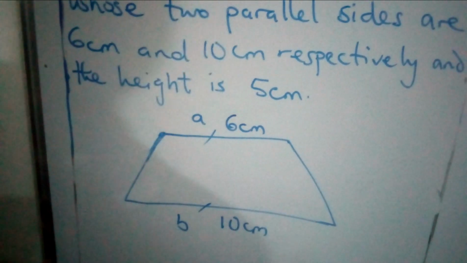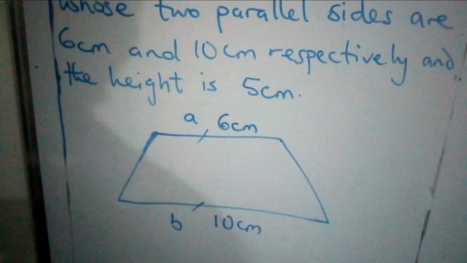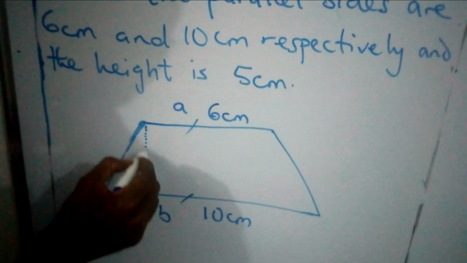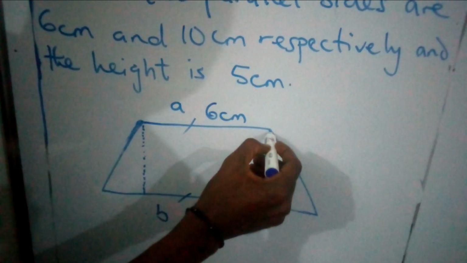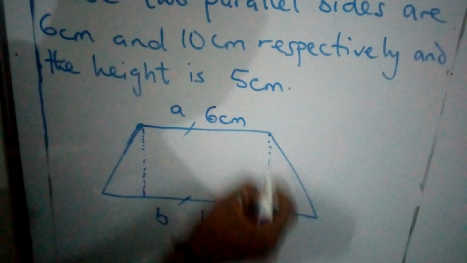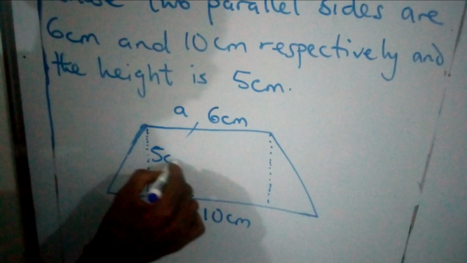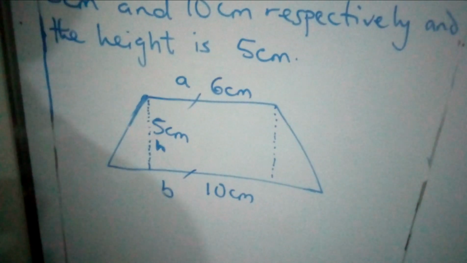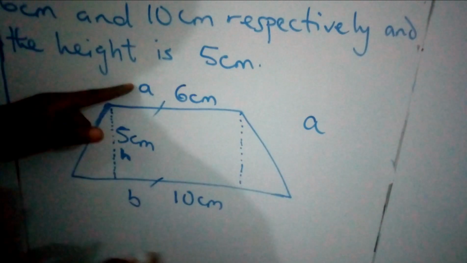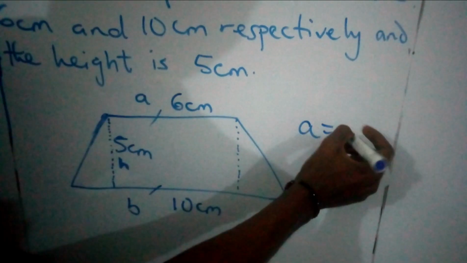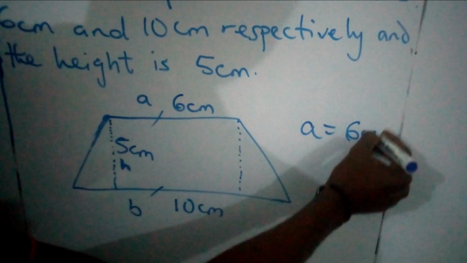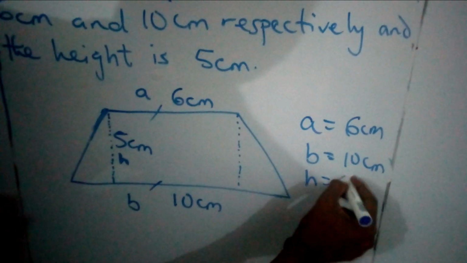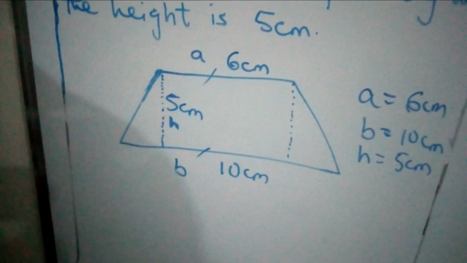We normally call the shorter part A, and we call the longer side B. Okay? And the next thing given is that the height is 5 centimeters. The height is synonymous to that of a parallelogram. It is the perpendicular height that's straight down from here or here. Either of that gives you the height, okay? And we're told that the height is 5 centimeters, that's h. Alright? So let's write out the dimensions given. A is 6, that's the first parallel side. B is 10 centimeters, that's the second. And the height is 5 centimeters. Alright, we have to find area.